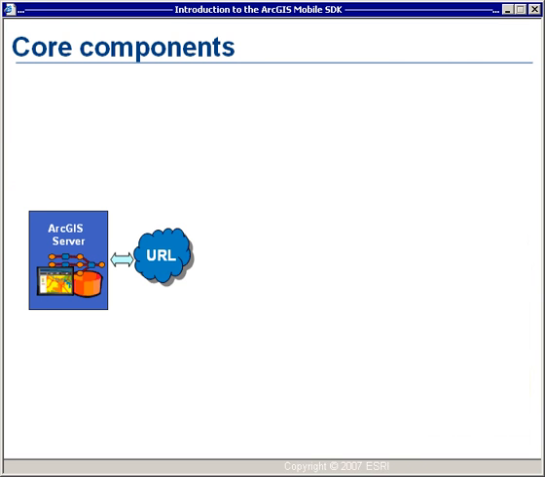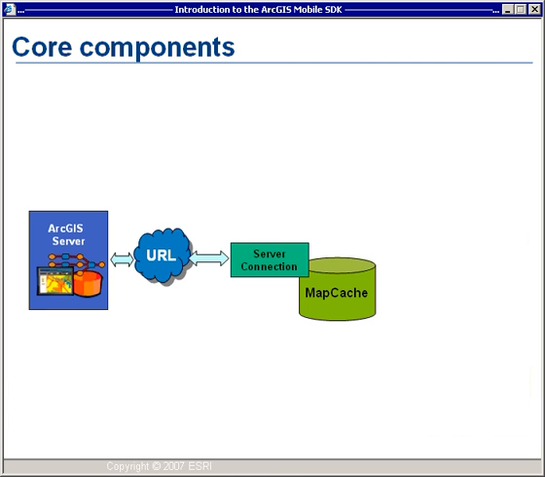Okay, so let's look at some of the core components. We've talked a lot about ArcGIS Server and exposing the web service. That's the first core component that we need. We also have a map cache component, and as part of the map cache, we have a server connection or capabilities to manage the server connection. The map cache really takes responsibility for storing all of the data published through the web service, and the server connection controls the way that we synchronize with the server.